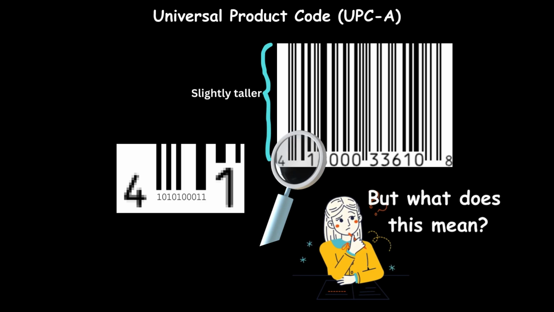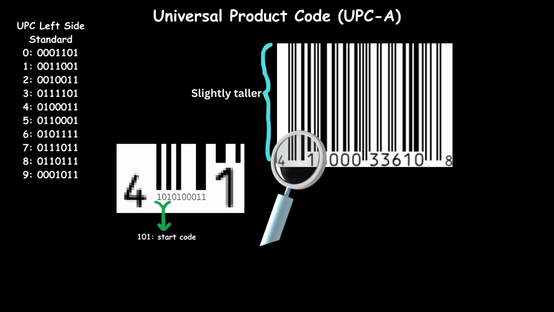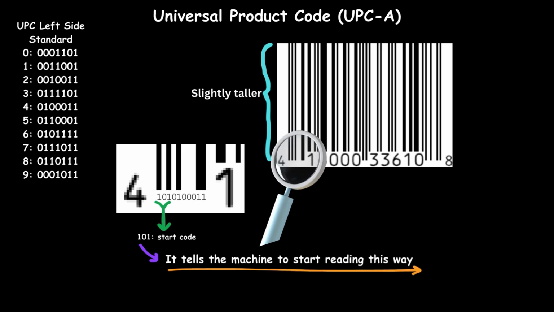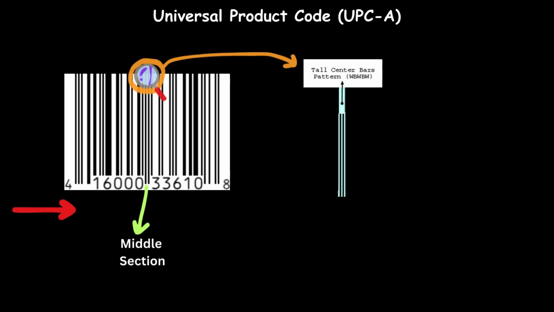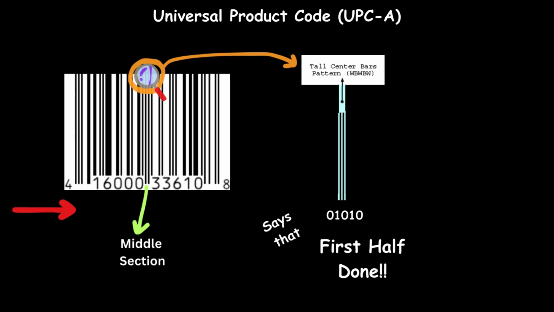To make sense of these ones and zeros, we need to check the UPC standard. It tells us that 101 is used as a start and end code. Barcode scanners look for this pattern to determine where they should start reading the information. If we continue like this, we will eventually arrive at the middle section of the barcode, in which the bars are once again slightly longer than the rest. This sequence 01010 in binary tells the barcode scanner that the second half of the barcode is coming up.